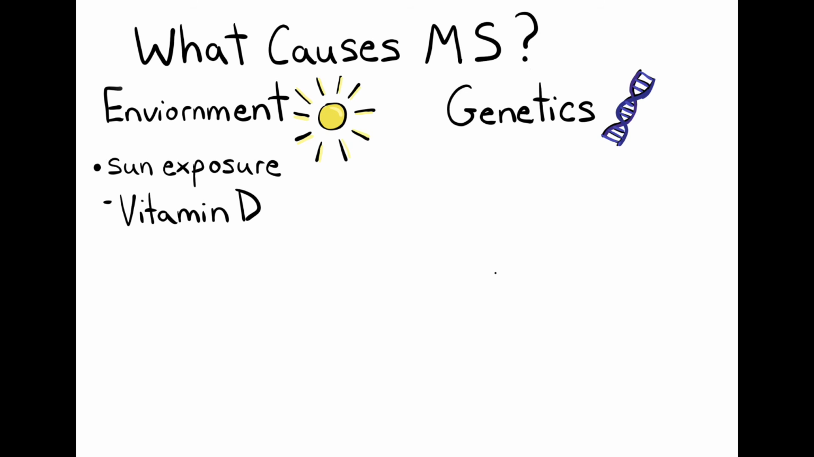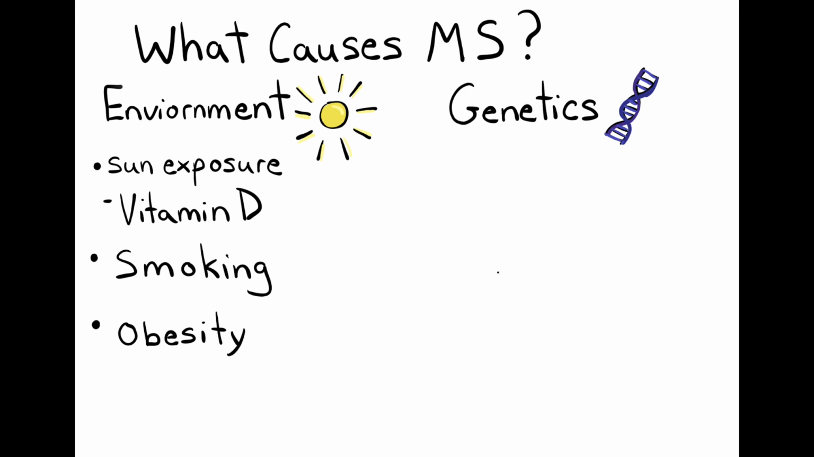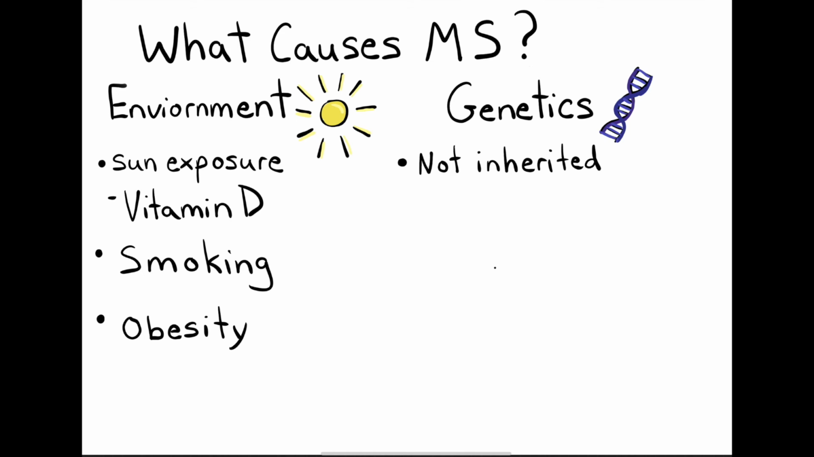Other environmental factors such as smoking and obesity in early adulthood, childhood, and adolescence are shown to contribute to the inflammation and severity of the disease in those who have been diagnosed. MS is not an inherited disease, but there is a genetic risk that could be inherited. The risk of developing MS is increased if a first-degree relative has MS.